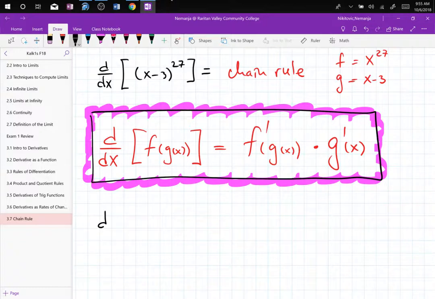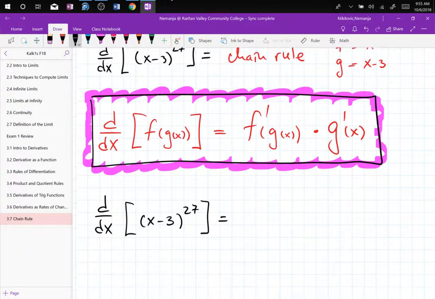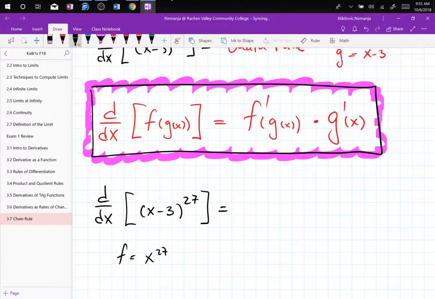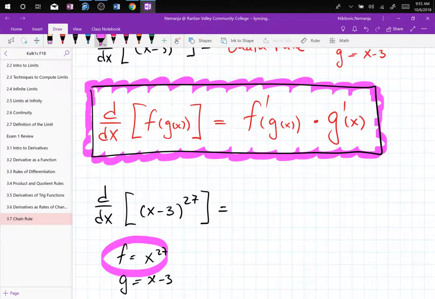So now, if I am trying to find the derivative of x minus 3 to the 27th power, and I know that my decomposition is f is x to the 27 and g is x minus 3, see, immediately this line here is labeling this as x to the 27. So what is the derivative of x to the 27? It's clearly 27x to the 26. That's what the derivative is.